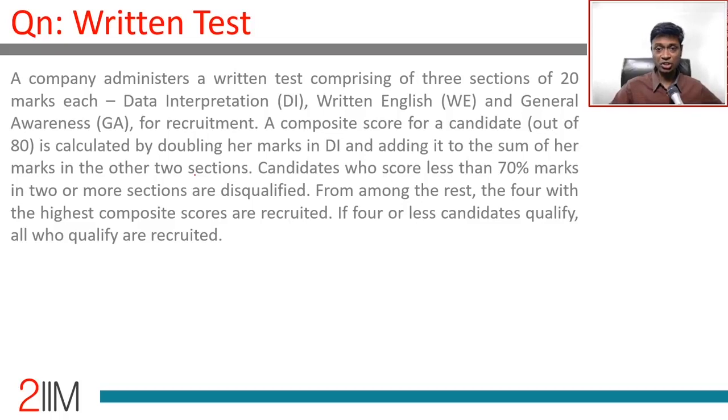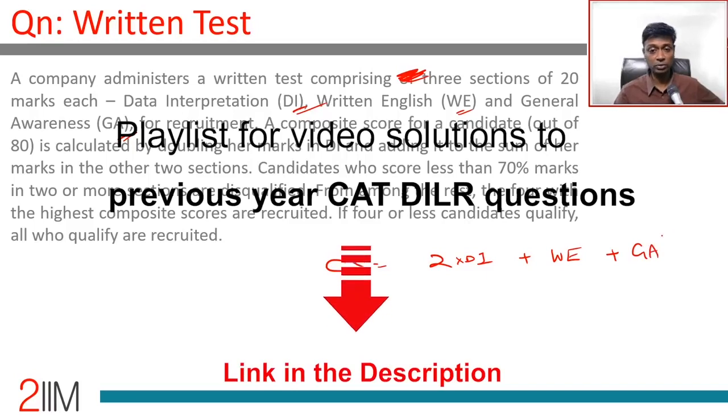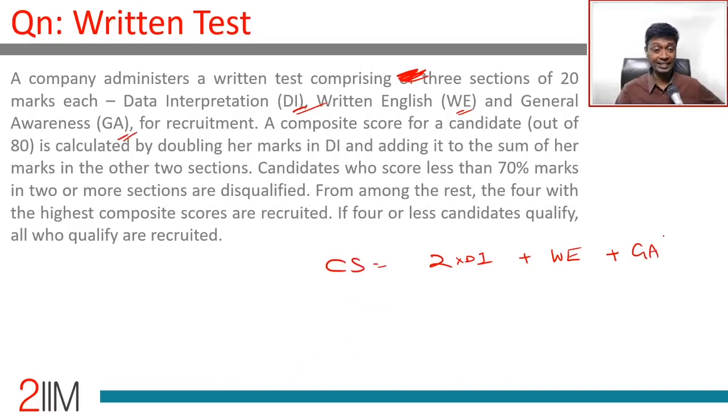A company administers a written test comprising 3 sections of 20 marks each, DI, WE and GA. A composite score is done by doubling DI marks. So composite score is doubling DI marks and then adding it to the sum of the other 2 marks. Wonderful. Candidates who score less than 70% in 2 or more sections are disqualified. 70% of 20 is 14. Less than 14 in 2 or more sections, you'll get disqualified.